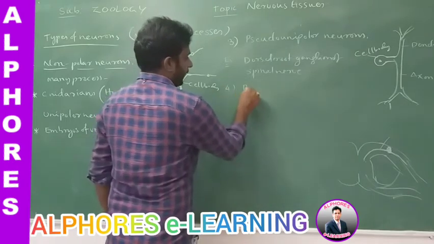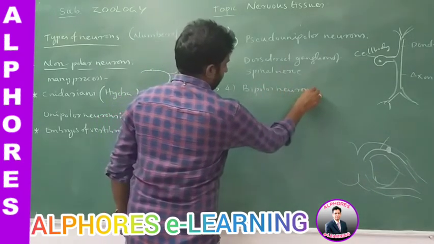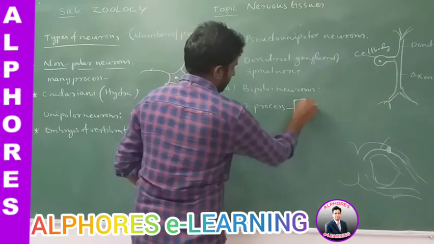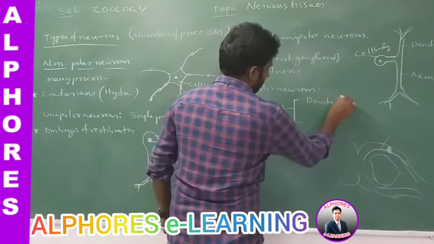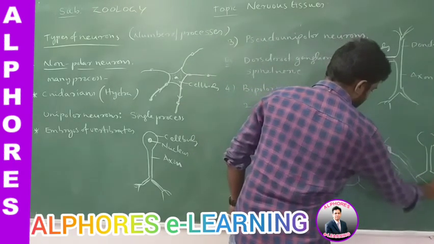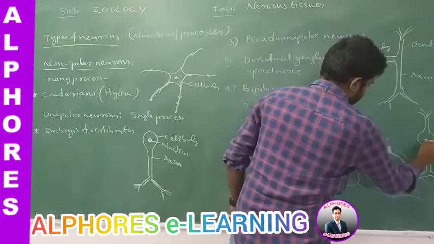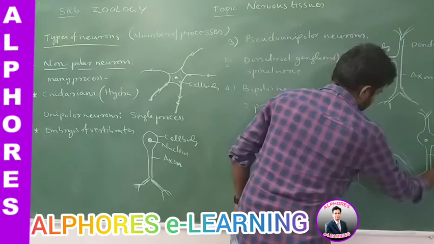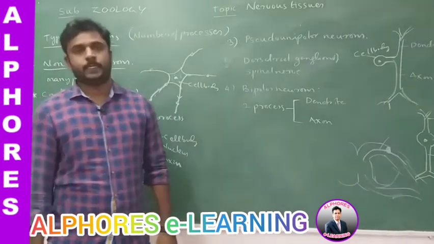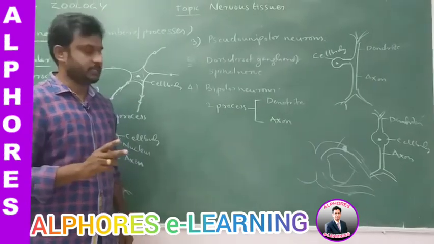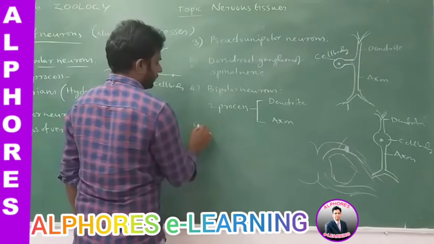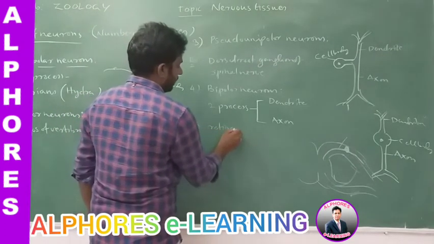Next, the fourth one, bipolar neurons. In bipolar neurons, two processes are present: one is the dendrite and the second one is the axon. This is the cell body, this one is the axon and this one is the dendrite. These types of neurons are called bipolar neurons. Bi means two. One process is the dendrite, the second process is the axon. Location where these are present: they are present in the retina of the eye.